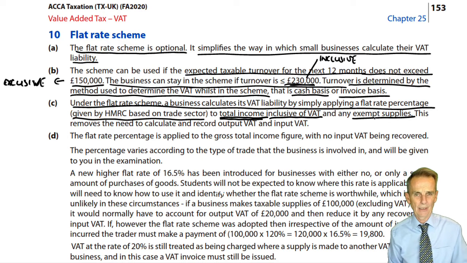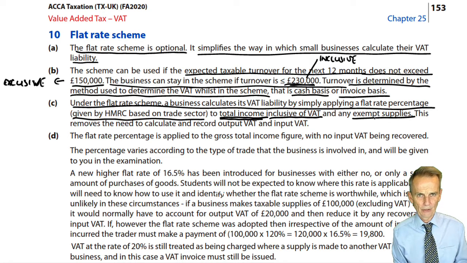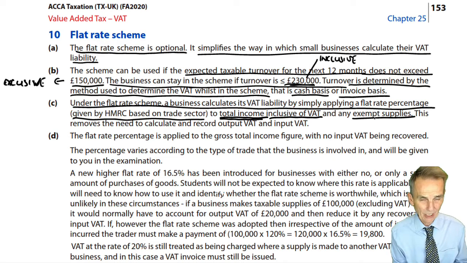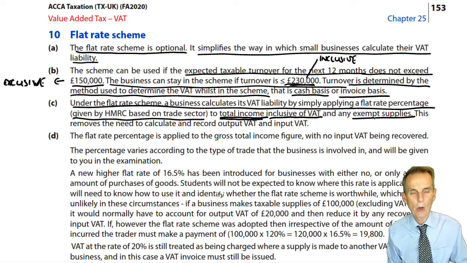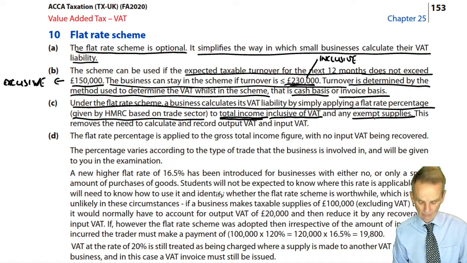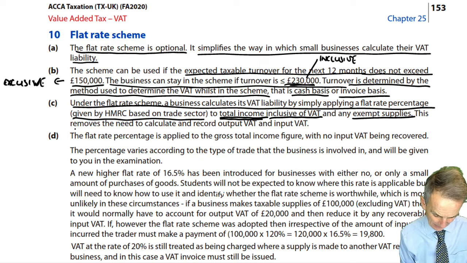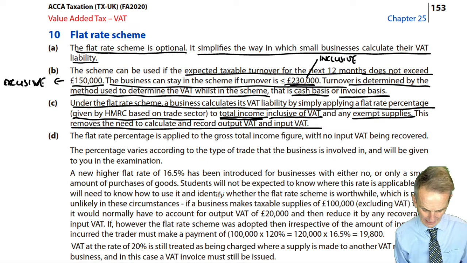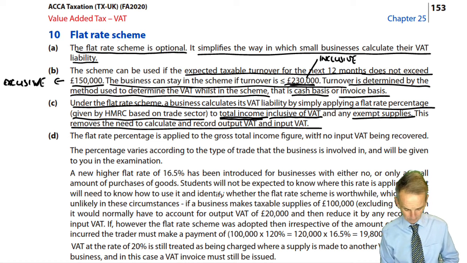I said all sales there. So it's all of your sales made. If they're standard rated sales, then VAT inclusive figure, and we include not just the standard rated, the zero rated, but also the exempt supplies as well. All of our sales are included, and again, that is the figure upon which we'll then base the given flat rate percentage. As we've said, it removes the need to calculate and record output VAT and input VAT.